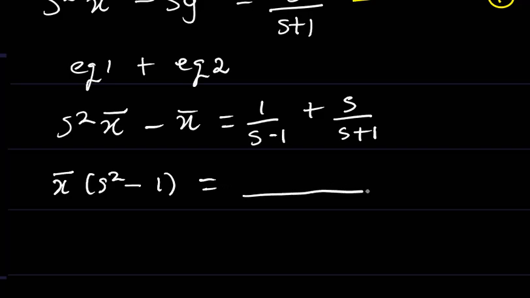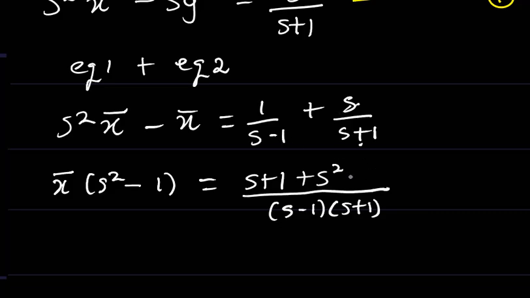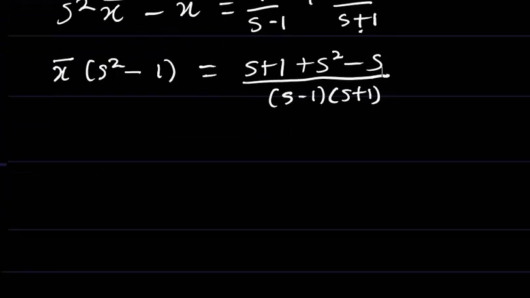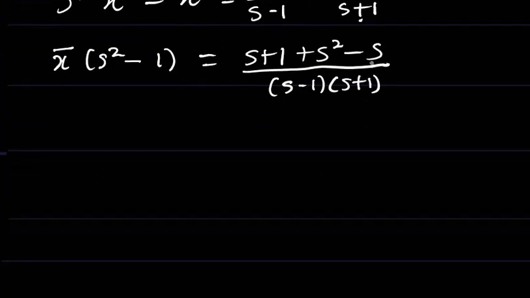Of course, simplifying this fraction, I'm going to cross multiply: x plus 1 multiplied by 1 will give me x plus 1. Then x multiplied by x is x squared. Then x multiplied by minus 1 is minus x. As you can see, x minus x is 0, so I'm left with x squared plus 1.